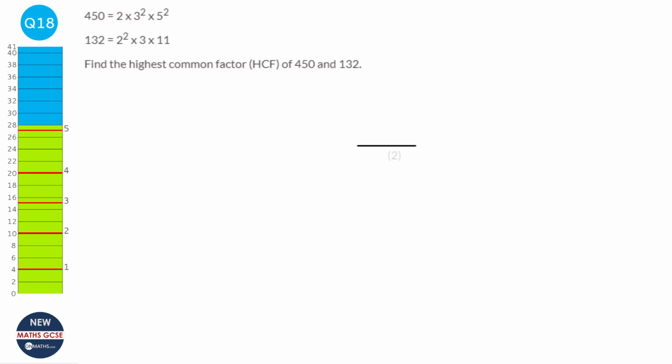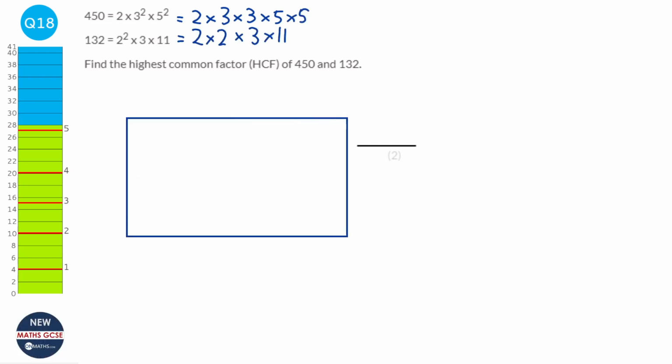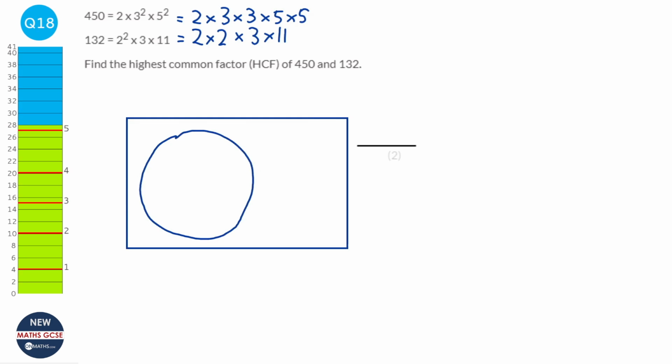So we're going to rewrite these numbers, just instead of squared, we're just going to write them out without index form. Just makes it a bit easier. And so I'm just removing the squares, and we're going to draw ourselves a Venn diagram. So let's just do a rectangle on the outside. I'm going to try and do some nice circles here. Try my best anyway. Okay, so on the left hand side we have the 450, on the right hand side we have the 132.